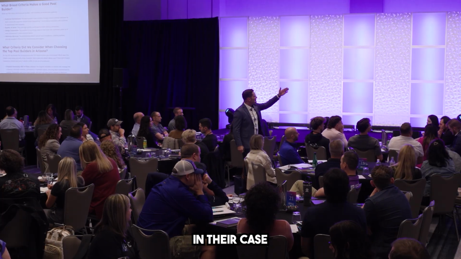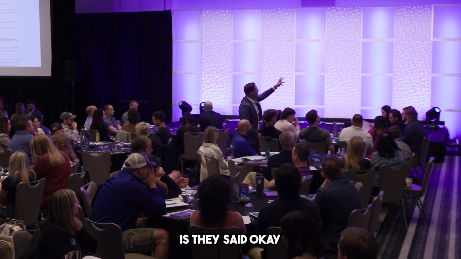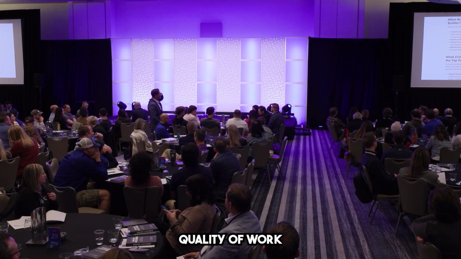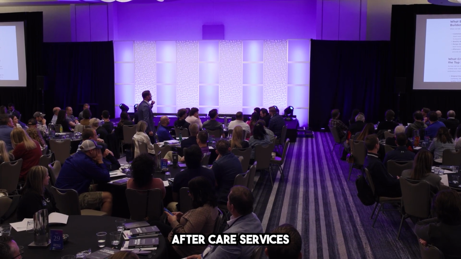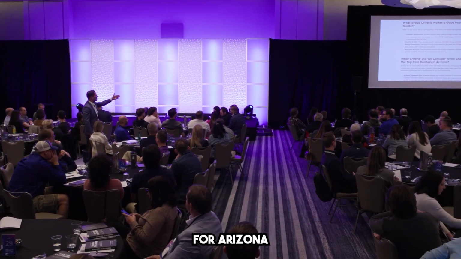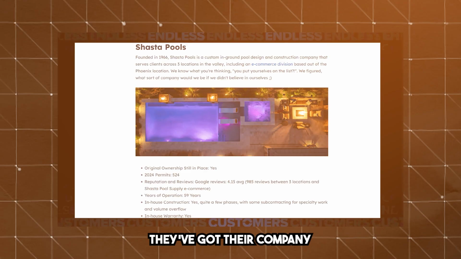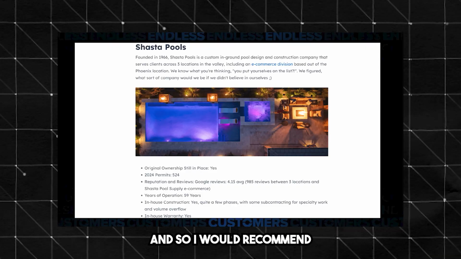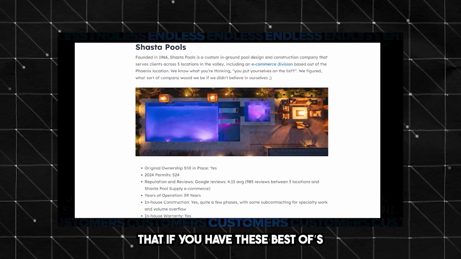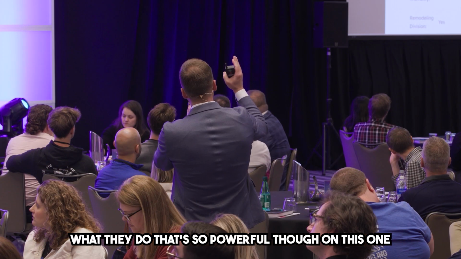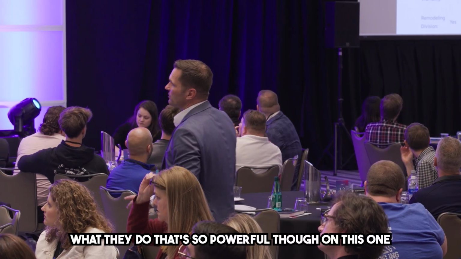This is important. In their case, what they've done is they said, okay, what are some broad criteria? Customer satisfaction, quality of work, design innovations, aftercare services, and then they've got some additional criteria for Arizona. Now, once they do that, they've got their company listed on the article. And so I would recommend that if you have these best ofs, that you go back and you modify them accordingly.